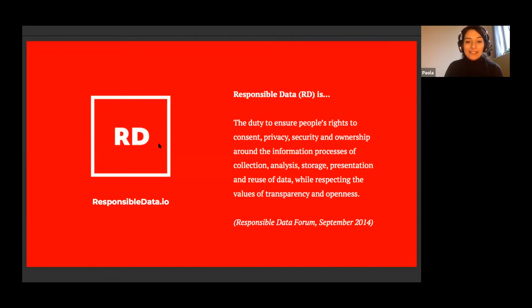So great. To start us off, I want to share with you all a definition of responsible data. Responsible data is, and I'm going to quote here, the duty to ensure people's rights to consent, privacy, security, and ownership around the information processes of collection, analysis, storage, presentation, and reuse of data, while respecting values of transparency and openness. This is a definition that the Engine Room, together with other members of the responsible data community, came up with back in 2014, when the responsible data community convened and worked on the principles together.